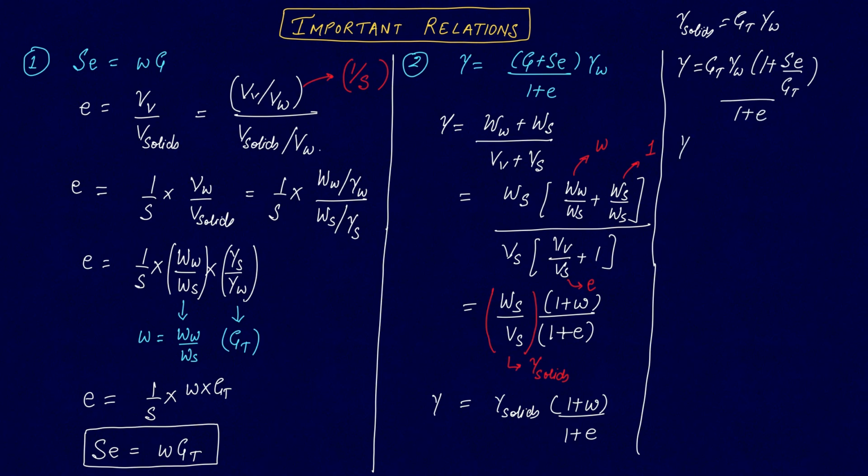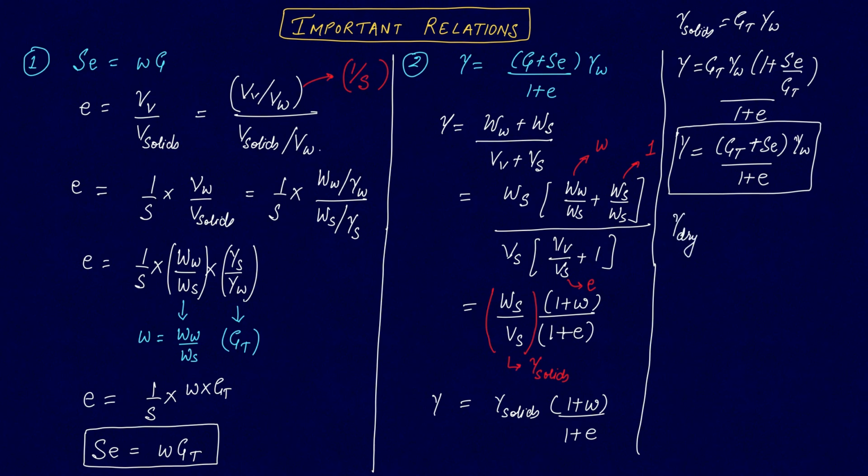If you now multiply the GT inside the bracket, then gamma will become equal to GT plus SE. See, GT and GT will cancel out with cross multiplication, and gamma W is still outside the bracket over 1 plus E. So this is actually the formula that you wanted to derive here. But the same formula can also be used in a different form.